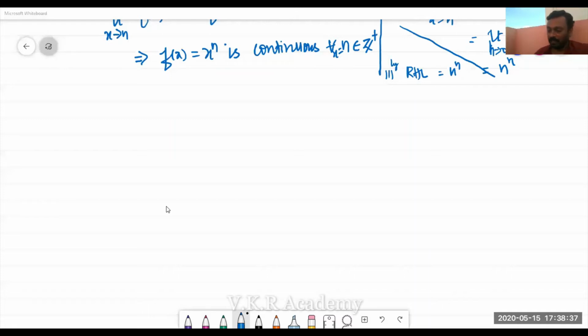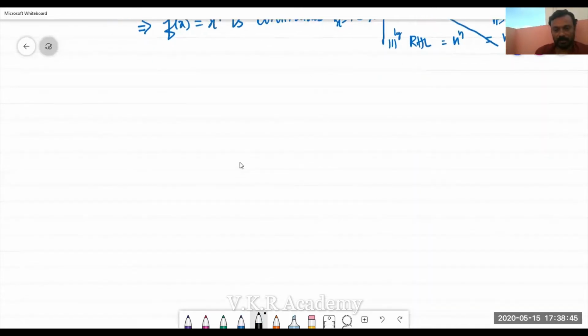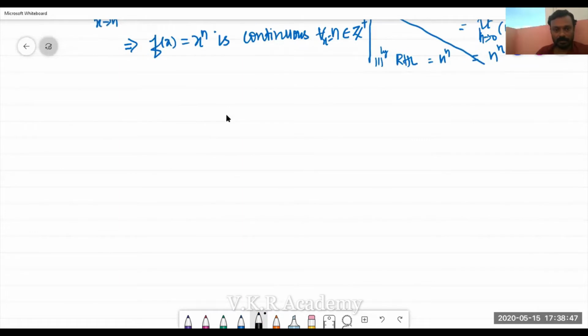Continue with the fifth question. The fifth question is defined this way.